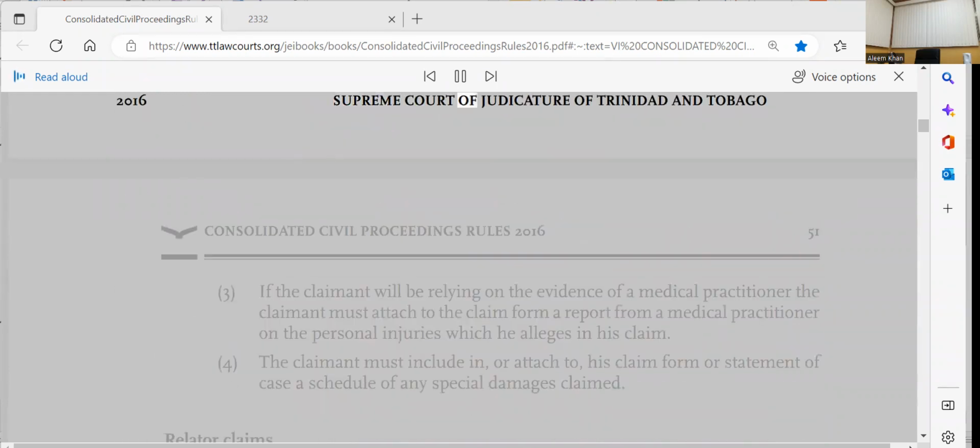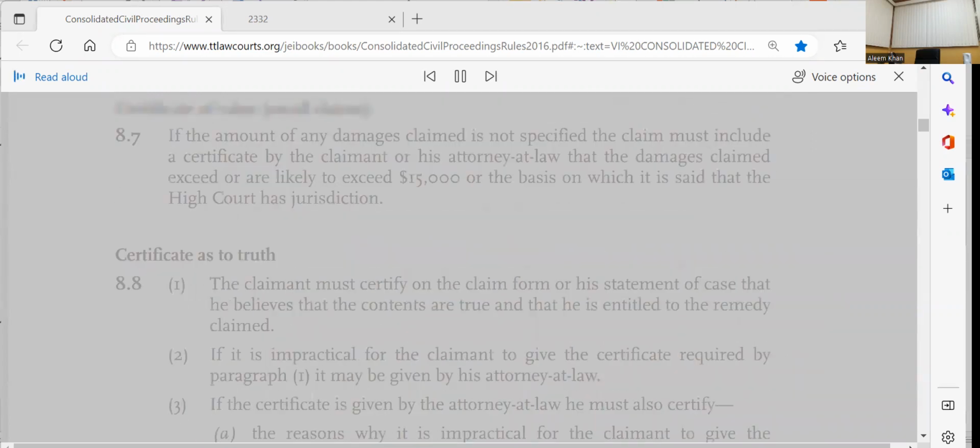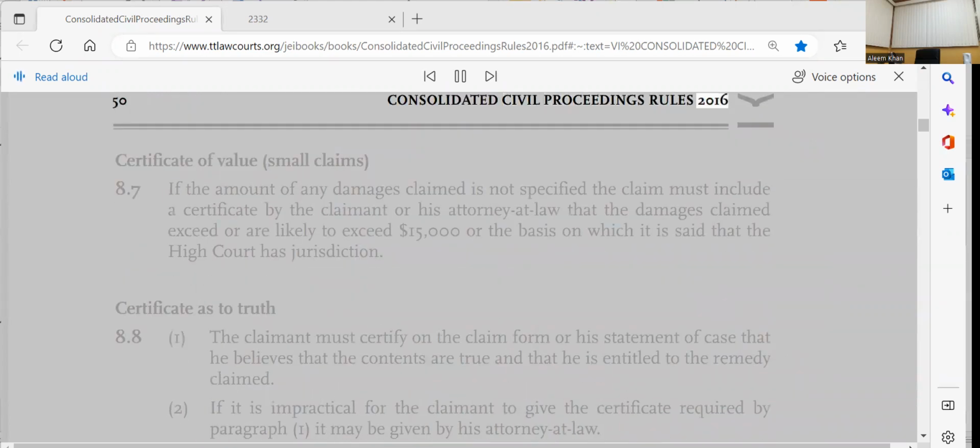2016 Supreme Court of Judicature of Trinidad and Tobago. 50 Consolidated Civil Proceedings Rules 2016.